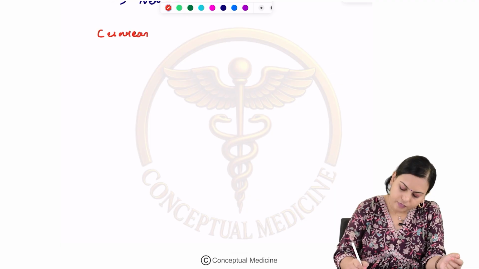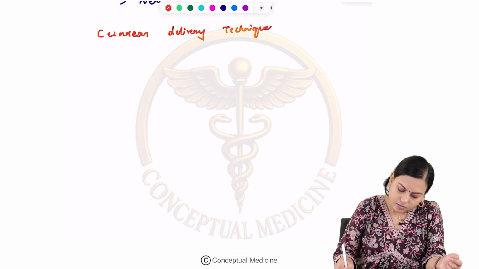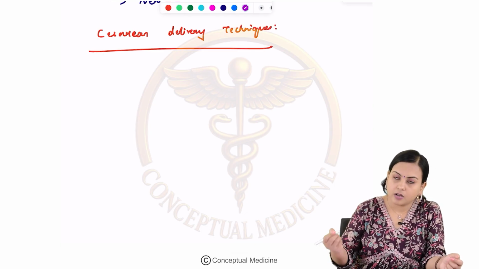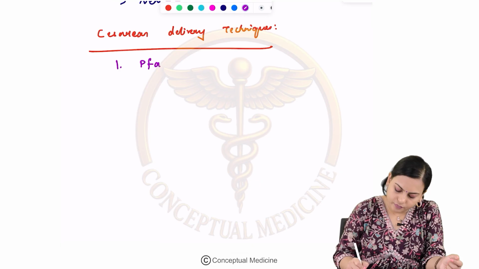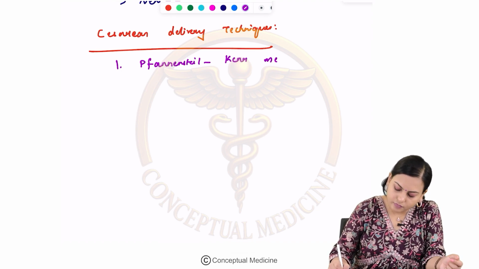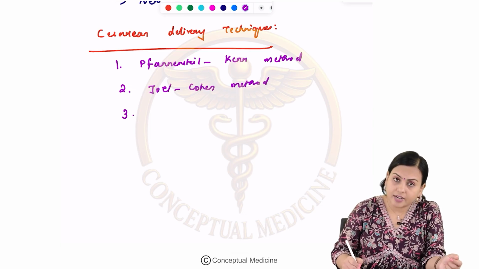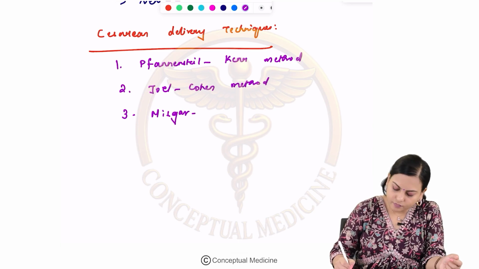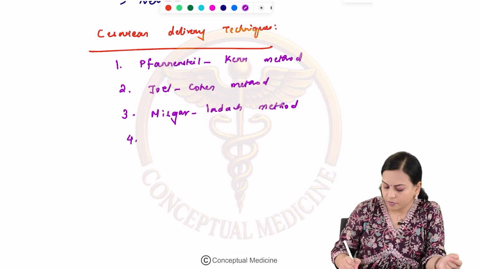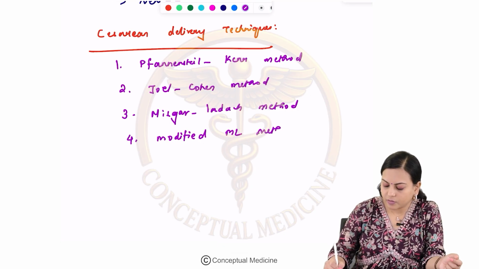So, we will see cesarean delivery techniques. These include Pfannenstiel, Kerr method, Joel-Cohen method, Misgav-Ladach method, and then the modified form of the Misgav-Ladach method. Clear?